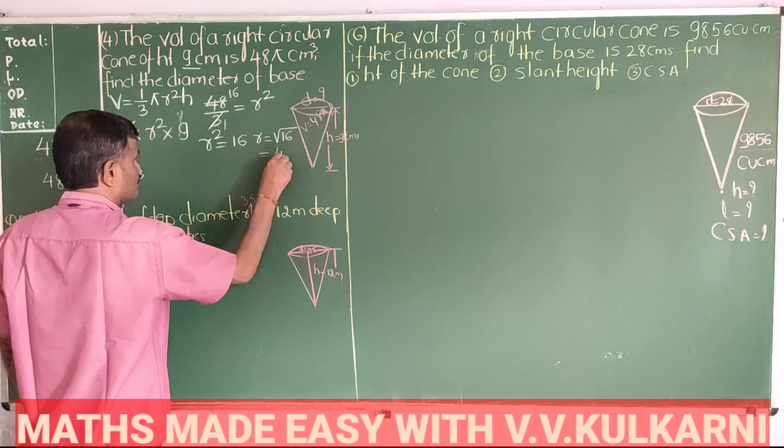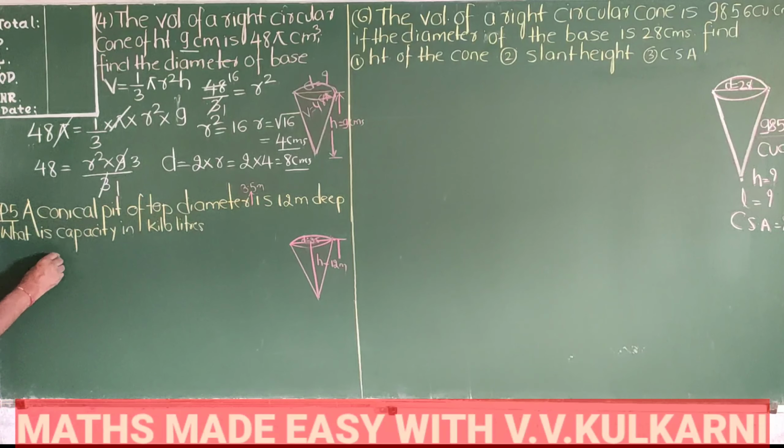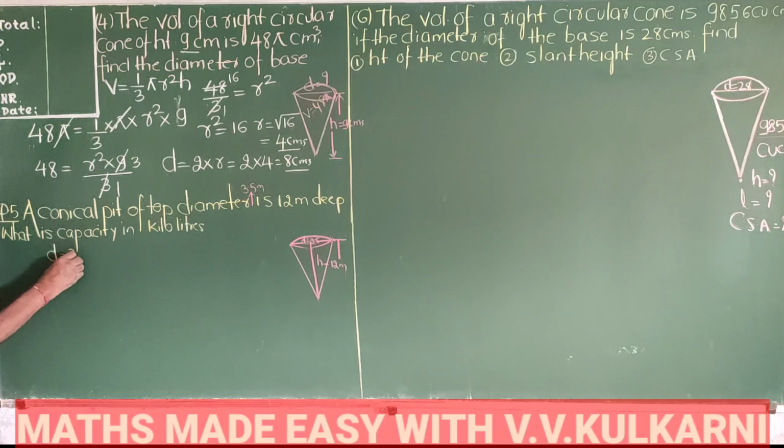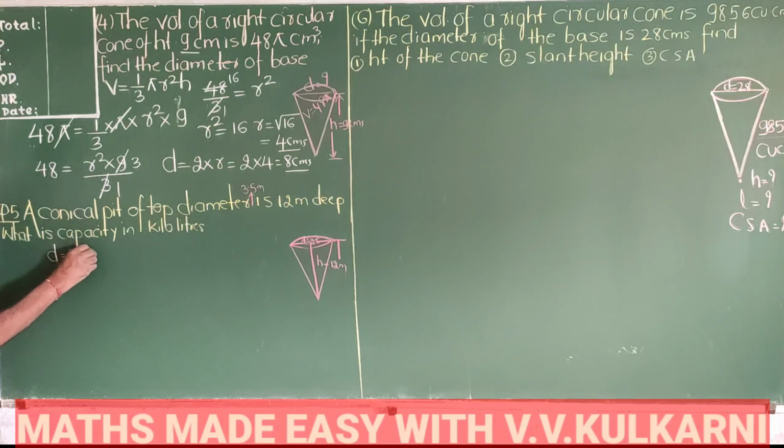Now the next question reads, a conical pit of top diameter 3.5 meters is 12 meters deep. What is the capacity in kiloliters? See, whenever diameter is given as 3.5, I have told you a golden rule. What is given to you? Diameter given to you is 3.5. You better write it as 7 by 2.